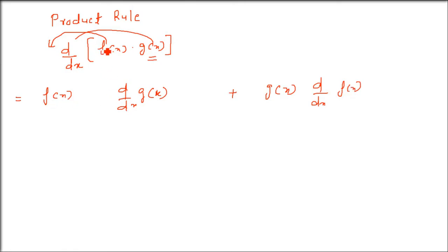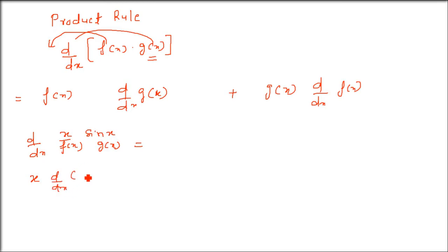Let me give you an example. It will be better to understand with an example. We have the question x sin x. Now we have to use the product rule. So x is f(x) and sin x is g(x). These are two separate functions, and we have to find the differentiation of this combined value. As I said, let us take f(x) outside first.